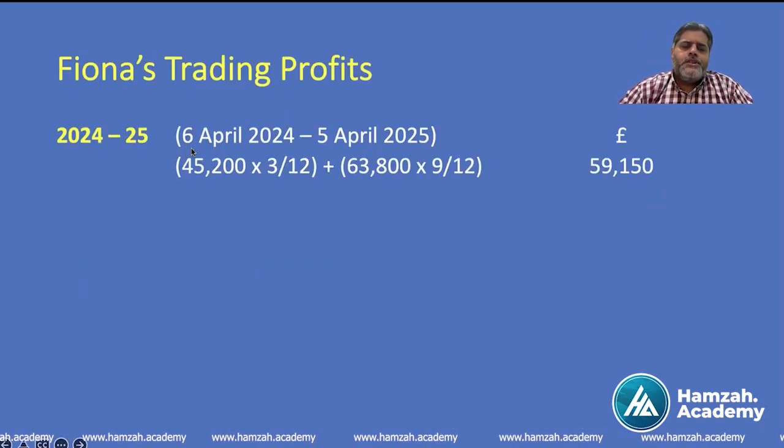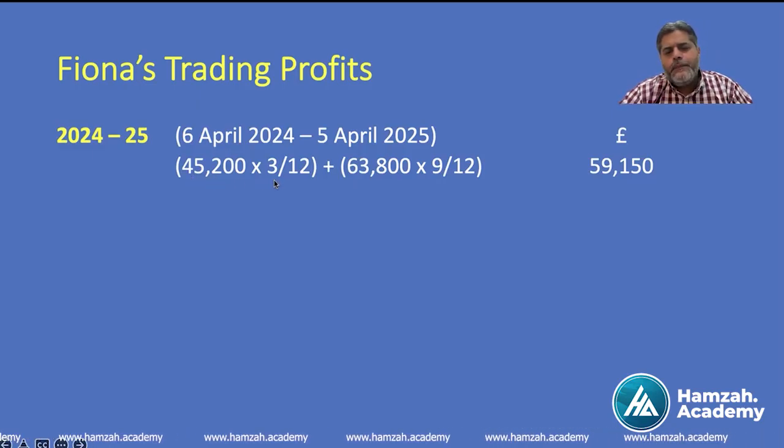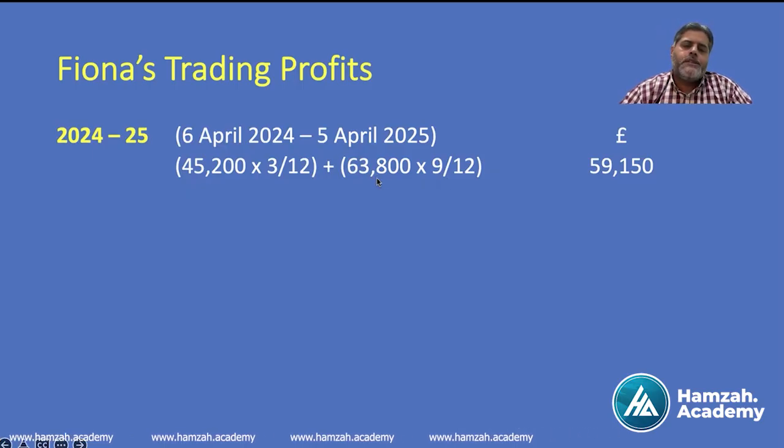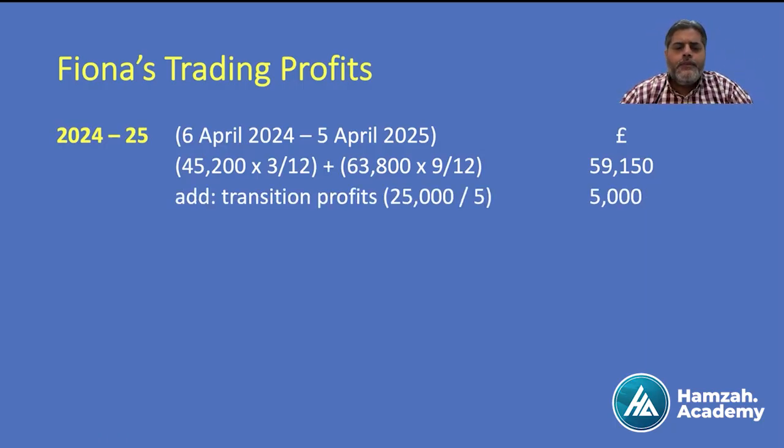For 6th April till 30th June, we have the profit for the year of 45,200. We are going to take up the 3 months here, and then for the next, we have the 9 months from the forecasted profit. So we will have this 59,150. As far as the transition profits are concerned, we are going to simply divide them by 5 and we will have our chunk for the relevant year. So we will have our total of 64,150.